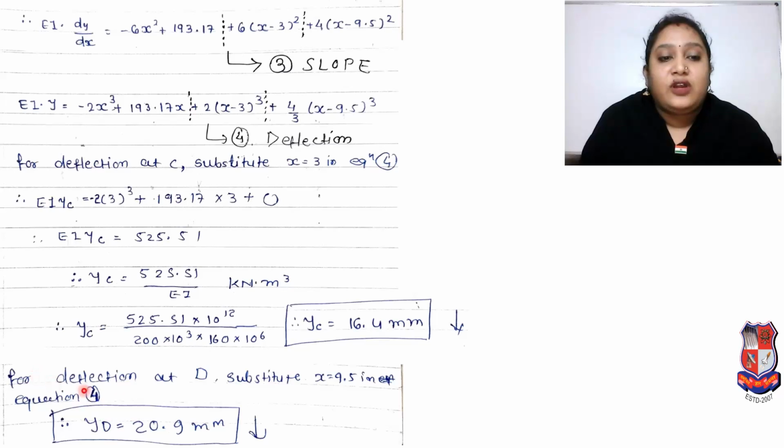Okay, now for deflection at D, substitute x is equal to 9.5. I have already shown you that figure, and the second load was at 9.5 meter distance. Because of that, we take the value of x is equal to 9.5, and that value we have to put in equation number 4 to find deflection. So if we go through the same process, then YD will be 20.9 mm downward.